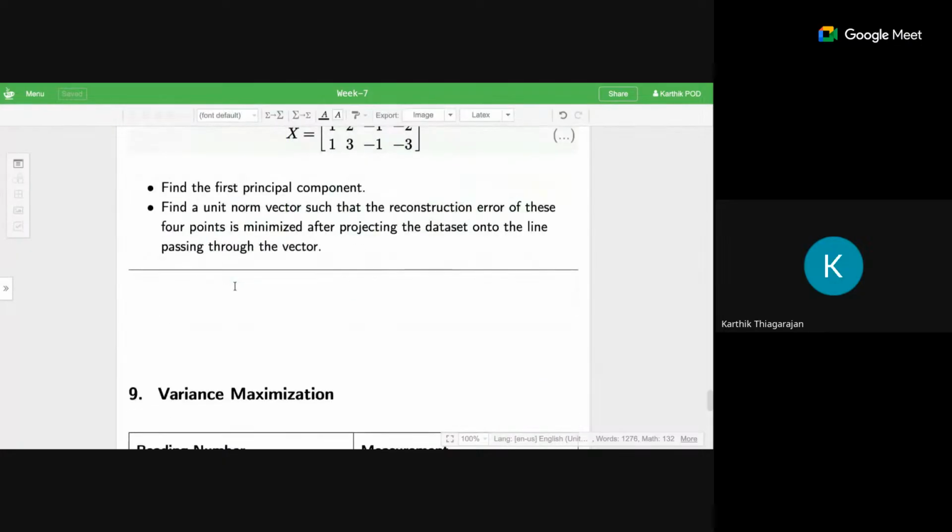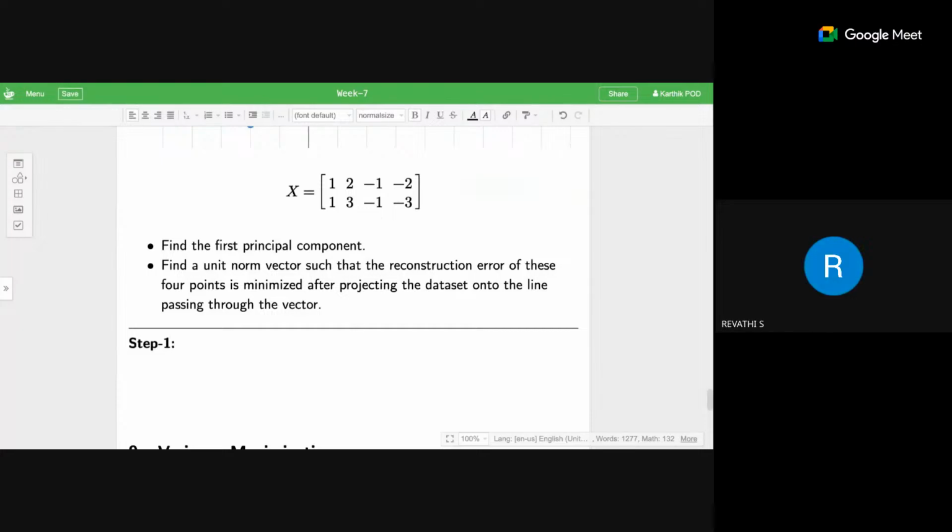Okay, so how do you do this? How will you solve this? What do you think will be the first step? Find the covariance matrix. Yeah, find the covariance matrix. So you have C equal to 1 by n, which is 1 by 4 in this case, times X X transpose. Let's write it down.